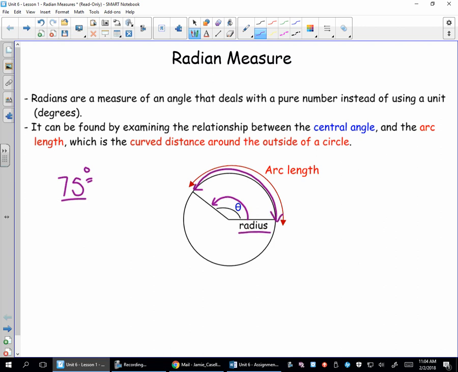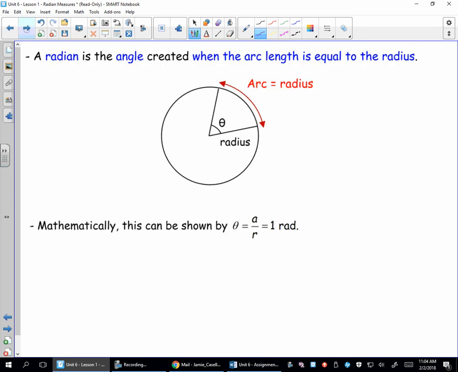And so there's three parts to this relationship. Your angle, the distance that's covered by that angle, the arc length, and the measure of your circle. An actual radian, 1 radian, is created as the angle.